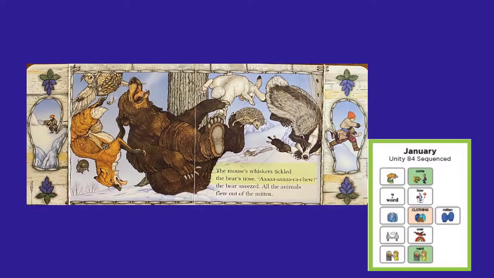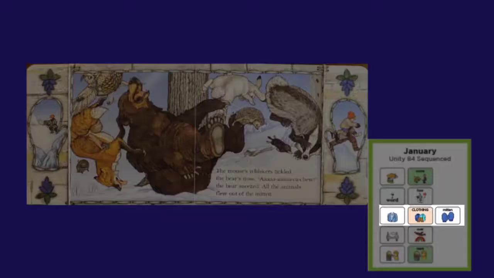The mouse's whiskers tickled the bear's nose. Achoo! The bear sneezed. All the animals flew out of the mitten. That is so funny. The mouse made the bear sneeze and all of the animals flew out of the mitten.